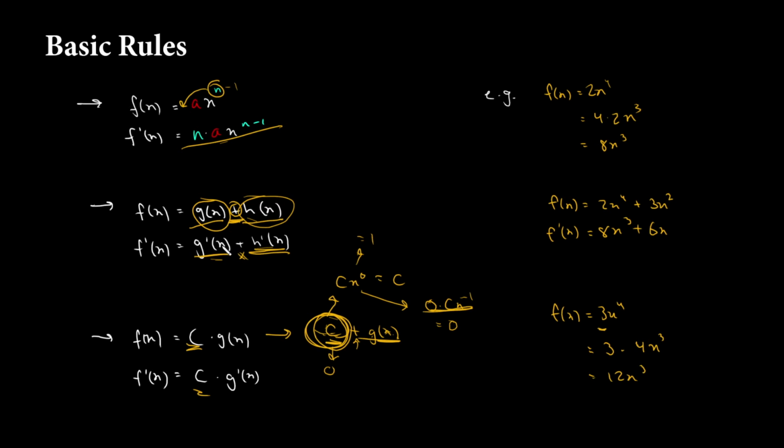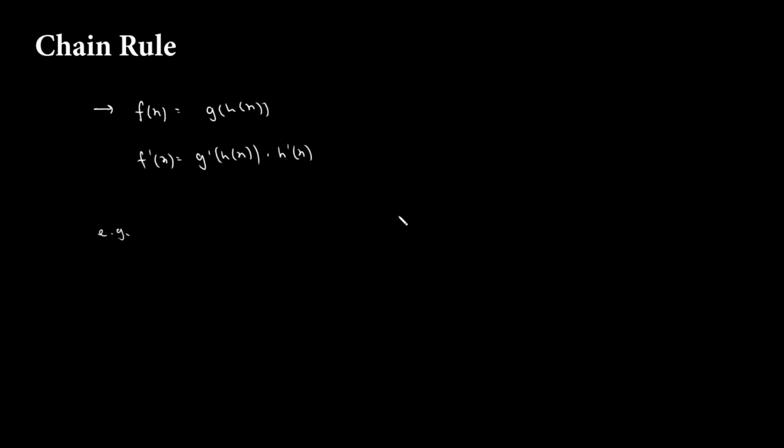You can't just derive one and then derive the next. And you'll learn about this in the product and quotient rules. Okay, so now we get into the actual worthy rules, I guess. This is the chain rule.